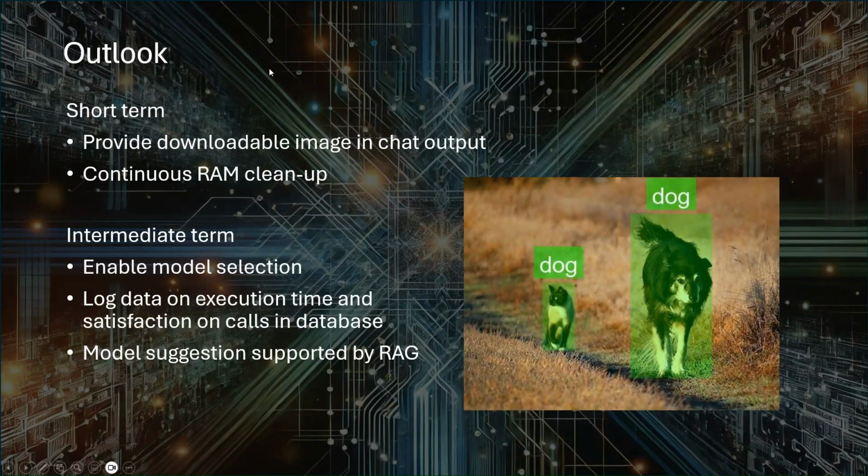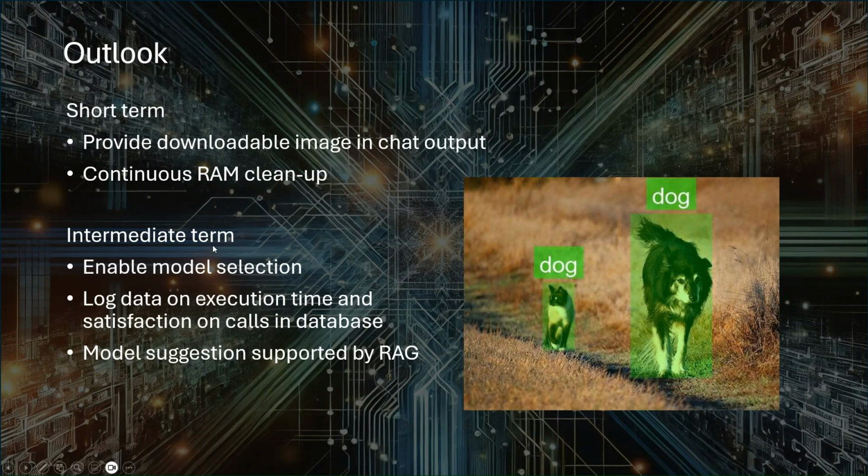So lastly, I'd like to mention a few words as an outlook of what can be developed in this custom component in the future. I think in the short term, it would be great to put the downloadable image in the chat output instead of putting it in the specified folder. I think there is also a need for a continuous RAM cleanup or cache cleanup, because I noticed that the program runs slower and slower after several runs.